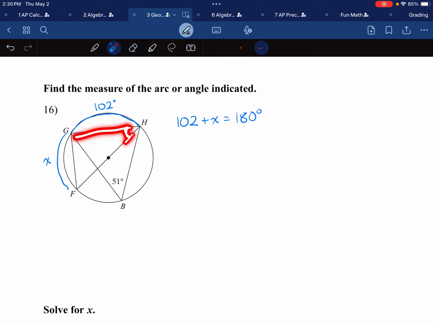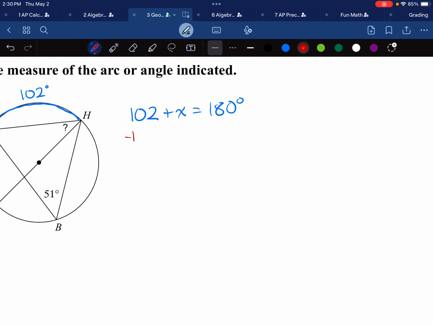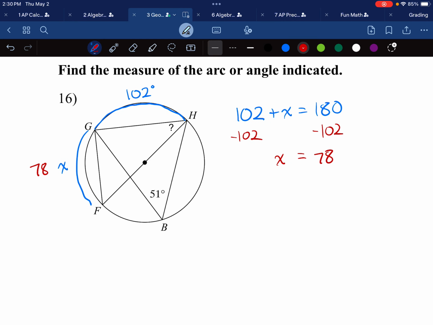So why is that going to help me? Because this angle right here is referring to this piece. So it's really helpful to know that piece. That's my logic. So from here, we just subtract 102 minus 102. That degree symbol is kind of messing with me, so I'm going to get rid of it. It's going to be equal to 78 for x. So we can come back over here and say that's really 78. Sure, we'll put degrees right there.